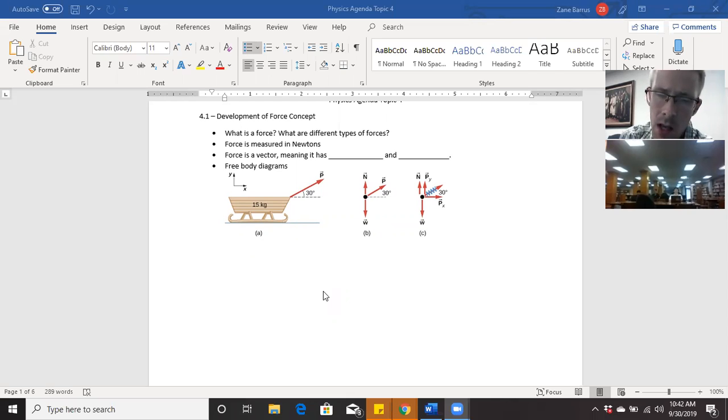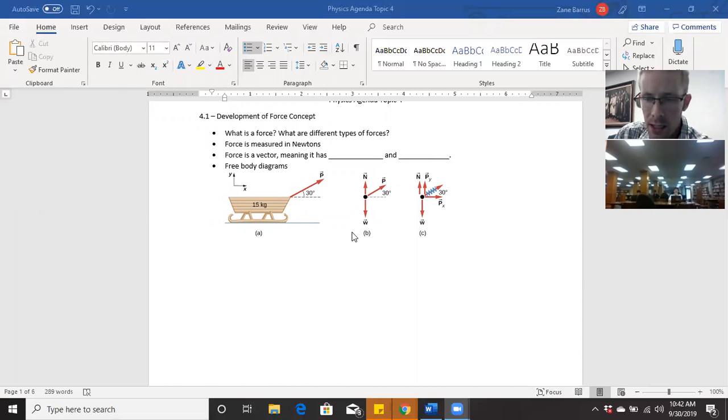Okay, so first things first. Topic 4 is all about forces. You probably learned a lot of these concepts back in middle school science. So real quick, I want to talk very briefly about what forces are, and different types of forces.